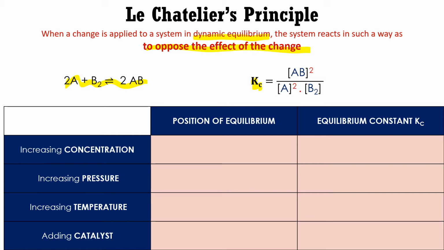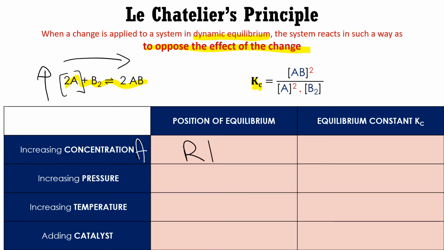Increasing the concentration. Of course, they have to be specific here. So let's say that they will tell you what will happen if you increase the concentration of A. Where is A? Here's A. So if we increase the concentration of A, the reaction will respond to oppose the effect of the change, so it will shift to the right-hand side.